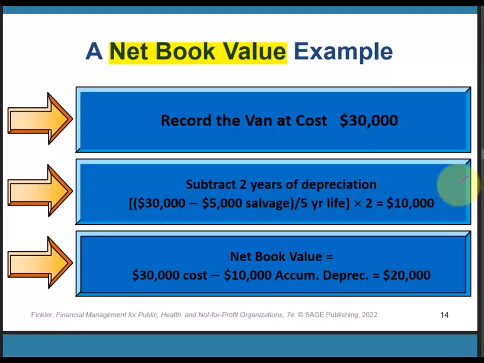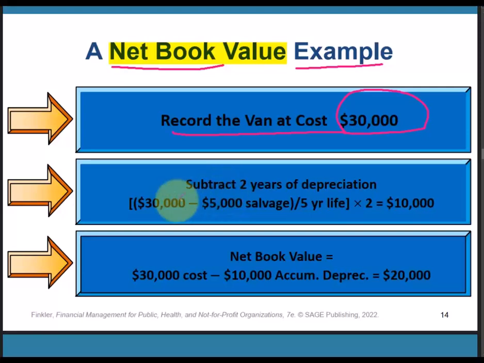I'll give you just a few more terms, then we'll look at the assignment problems. Now, net book value just means recognizing the fact that assets aren't worth what we paid for them. Here, in this case, we had our van, we paid $30,000. But each year it depreciates. It's just like when you buy a car, its value goes down the minute you drive it off the lot.